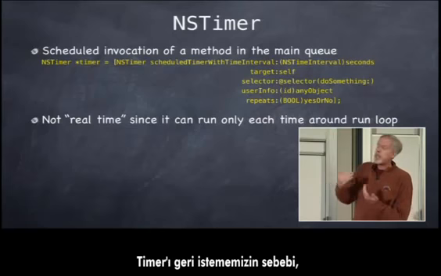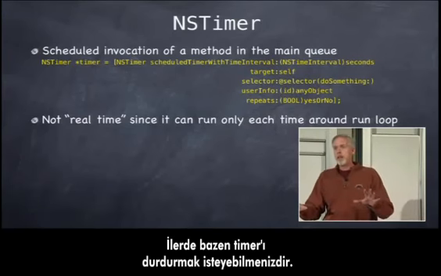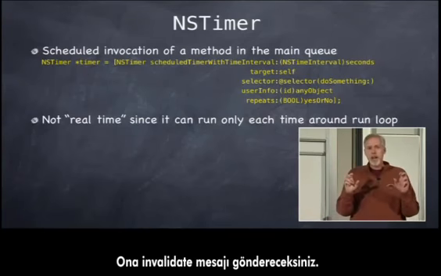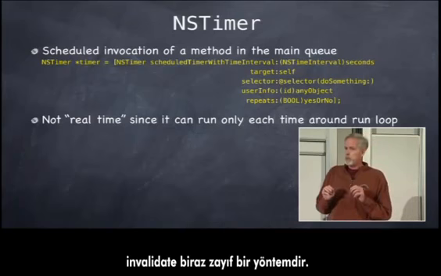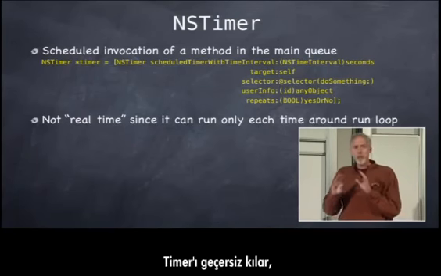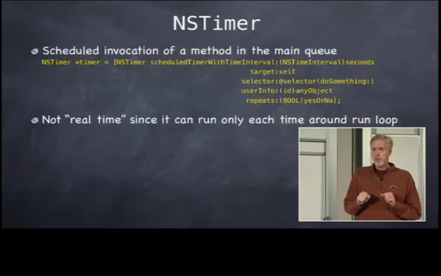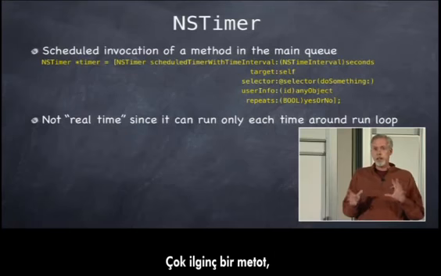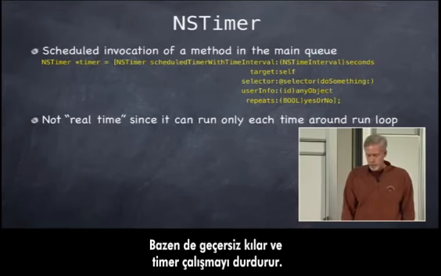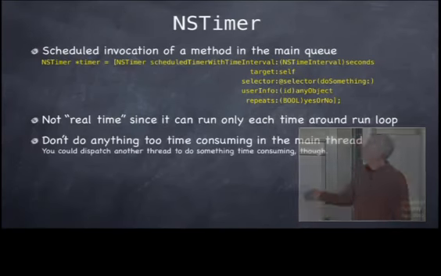The reason you want the timer back, though, is that sometime in the future, you might want to stop that timer. Okay, and then you'll need a pointer to the timer because you're going to send it the message invalidate. Invalidate is kind of a wonky method. It does what you would think, it invalidates the timer and it stops running, but it also releases the timer. Okay? So it's a very odd method in that it releases, like release, but it also invalidates the timer, stops it running. So be careful of invalidate. Okay, I'm getting ahead of myself here.